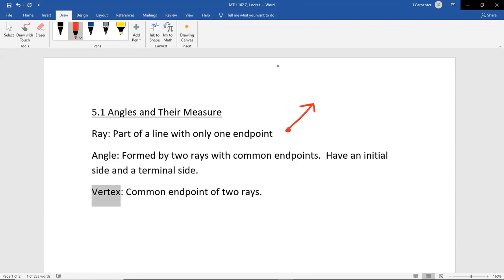So if we have something that looks like this, and let me draw them in different colors. So we'll do red on the left, we'll do blue on the right, and they're meeting at the same endpoint. So the point at which they meet is called the vertex. The initial and terminal sides can be up to you, but traditionally in trigonometry, we would say that the blue one in this instance is the initial side, and the red one would be the terminal side.